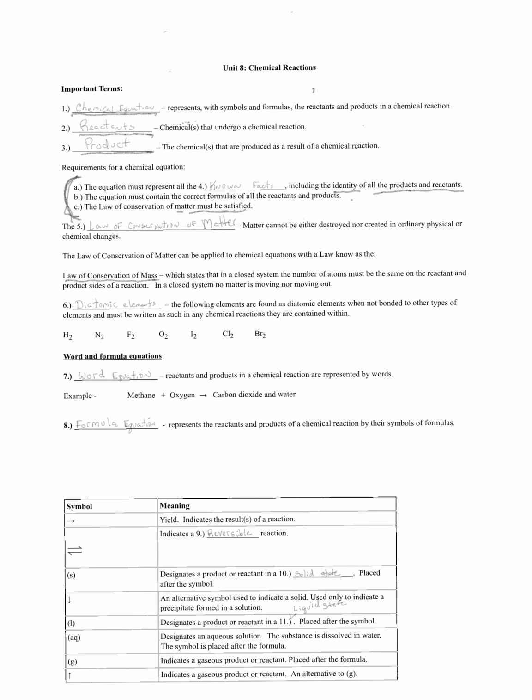Now, when we look at the chemical equations that we write, you're going to be using elements that occur in pairs. So I'm looking here, number 6. We call these diatomic elements. The following elements are found as diatomic elements. When not bonded to other types of elements, they must be written in the reaction as pairs.